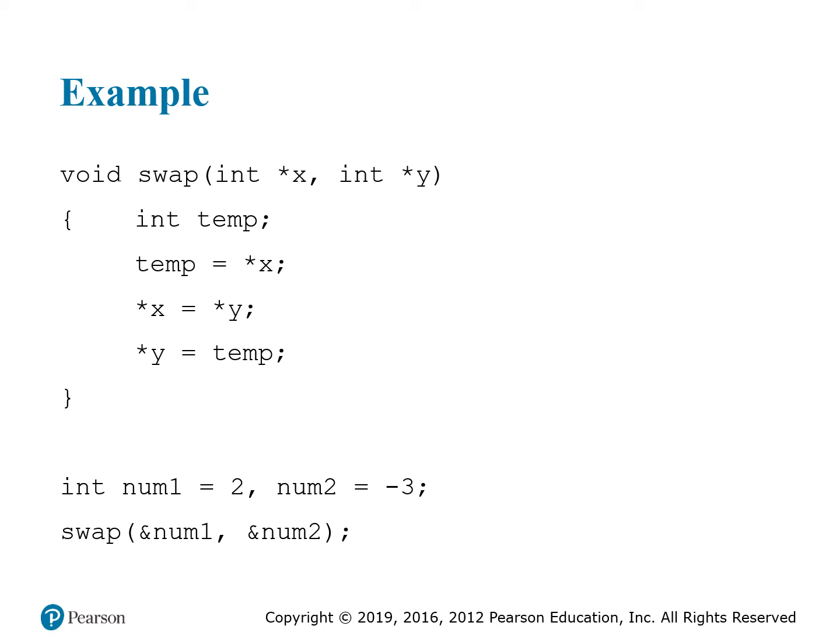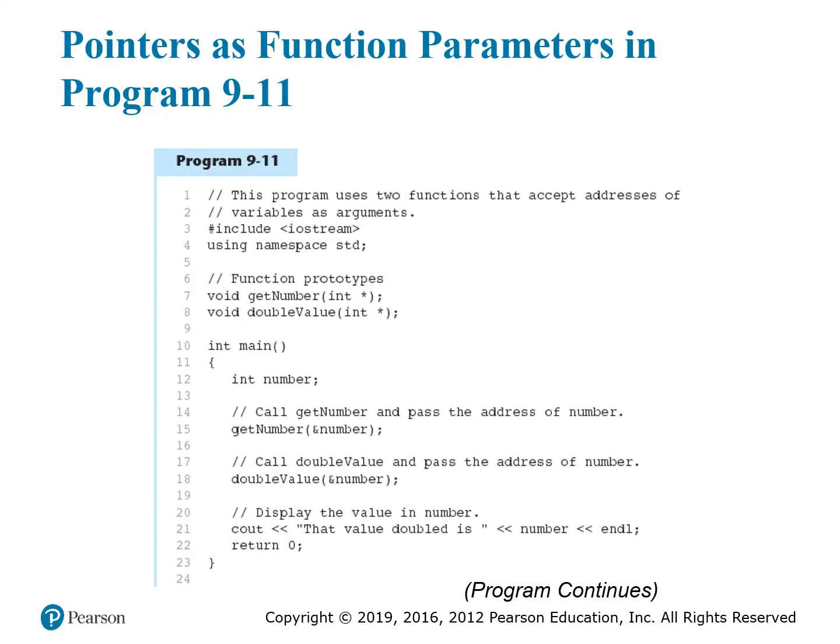So this is an example of how you can use passing by pointer. We call swap down here. We call it with address of num1 and num2. So that will pass the address of num1 here and the address of num2 here.